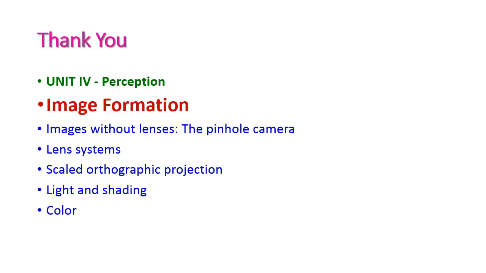So far we have seen the topic image formation from the 4th unit, perception, that is the second part. Under this topic we have seen the image without a lens, that is the pinhole camera, and the next one is the camera with a lens, that is the lens system, and scaled orthographic projection, light and shading, and color. In the next class we will see another important topic from perception. Thank you.